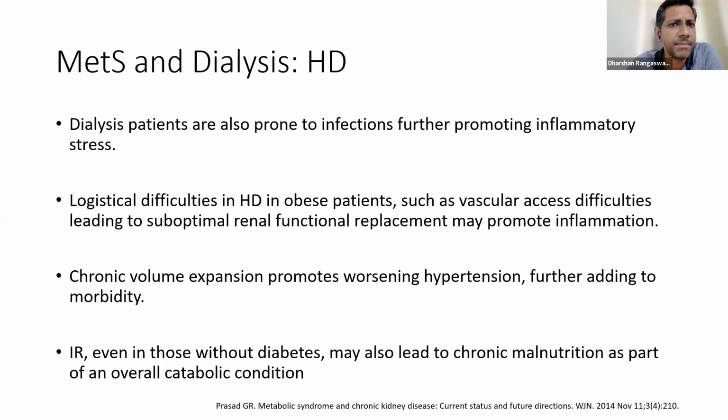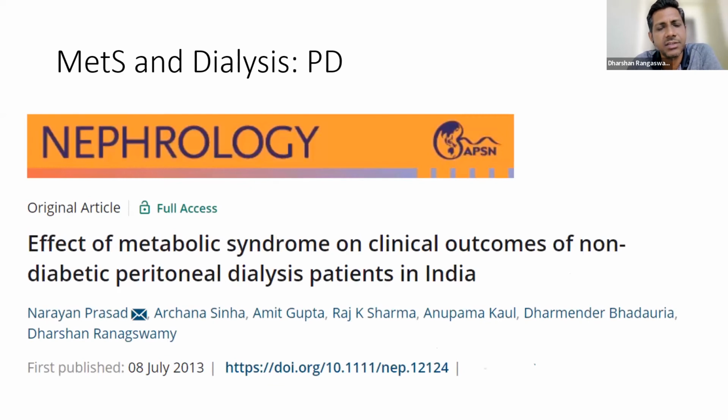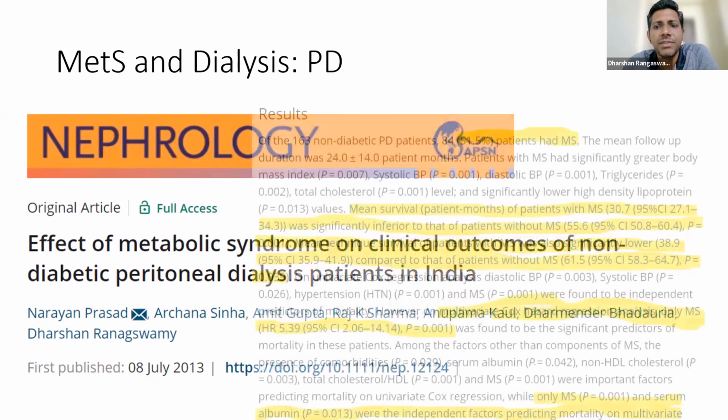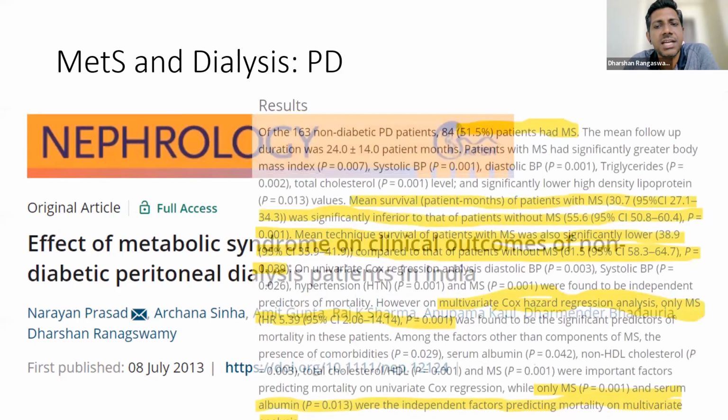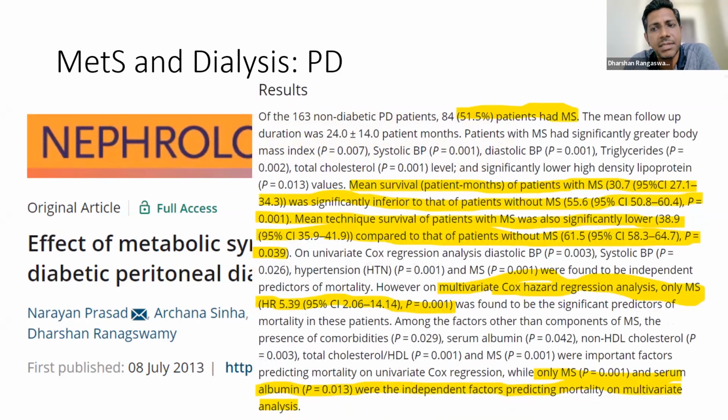Let's come to the PD. This was the paper. I think Dr. Archana contributed to this paper, and I can see Archana as a participant. This paper came out through SGPGI in 2013, where we saw metabolic syndrome and clinical outcomes in non-diabetic PD patients from India. What we realized is that more than 50% of PD patients starting PD had metabolic syndrome. These are non-diabetic patients.